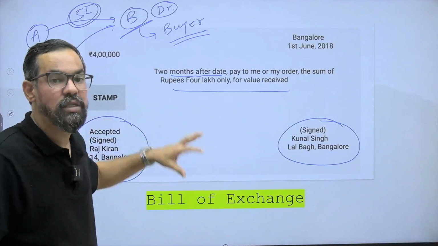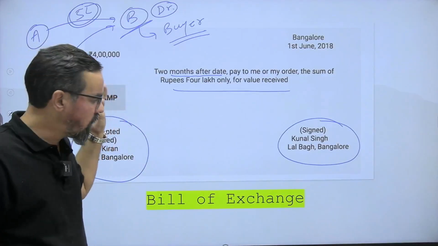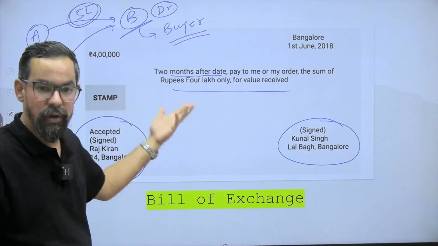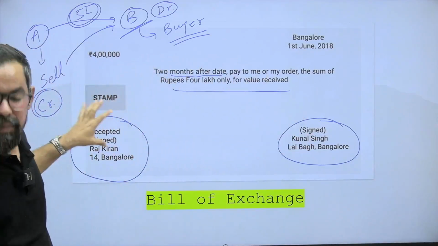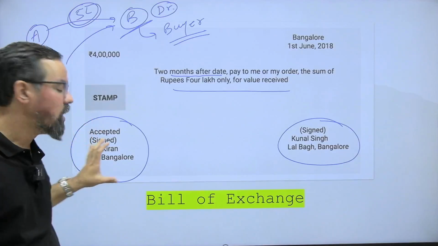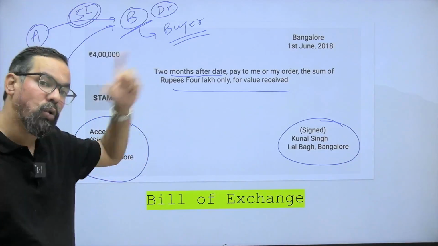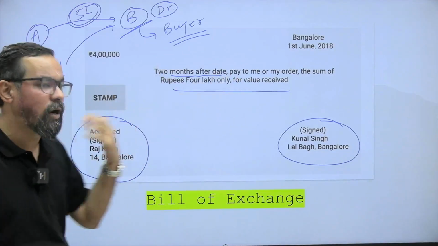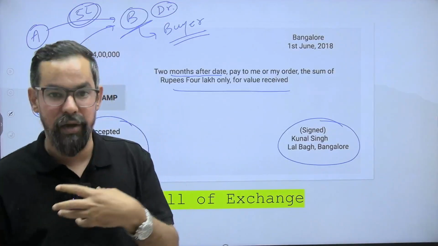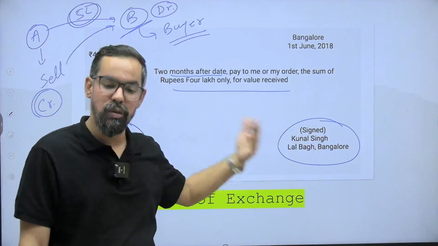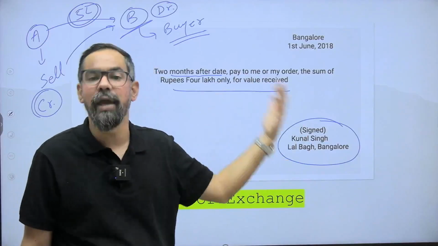One is the one who generally issues it, the drawer. The drawer is Kunal Singh, and then we have the drawee, to whom this bill is assigned, and the third party is the payee. The payee is who is going to receive the benefit. It can be Kunal most of the time, or it can be any bank also.